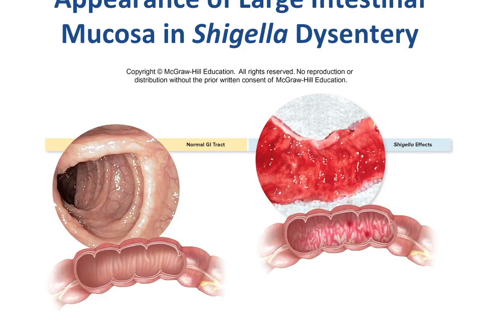So this is the colonoscopy picture of the large intestine. This is a normal person. Okay. So this is the Shigella patient we can see. So this is called bloody diarrhea because Shigella causes the destruction of the mucosa.